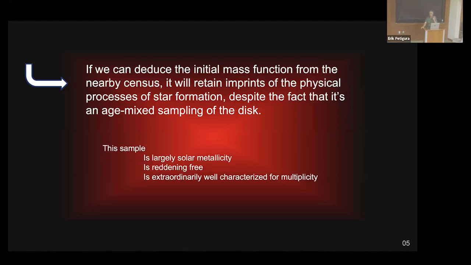And just to remind you, when you're talking about the nearby sample, you're talking about one that's largely solar metallicity. If you're as close as this one, within 20 parsecs, it is going to be reddening free, and it's going to be extraordinarily well characterized for multiplicity, better than any other sample on the sky. So we're really going to know what we're looking at in an individual star by star basis.